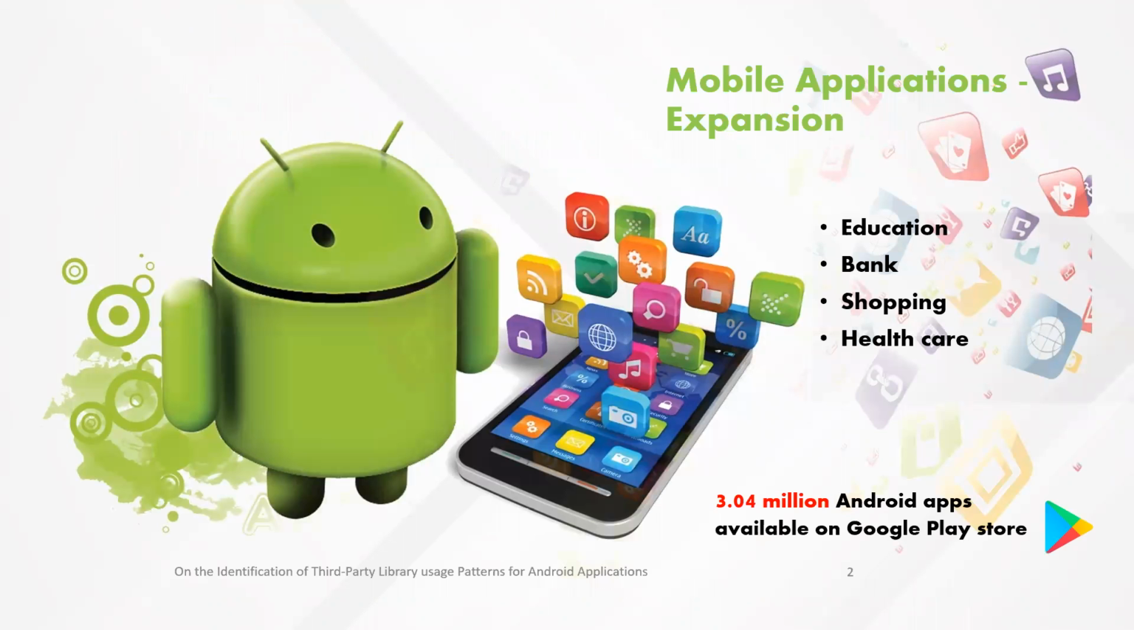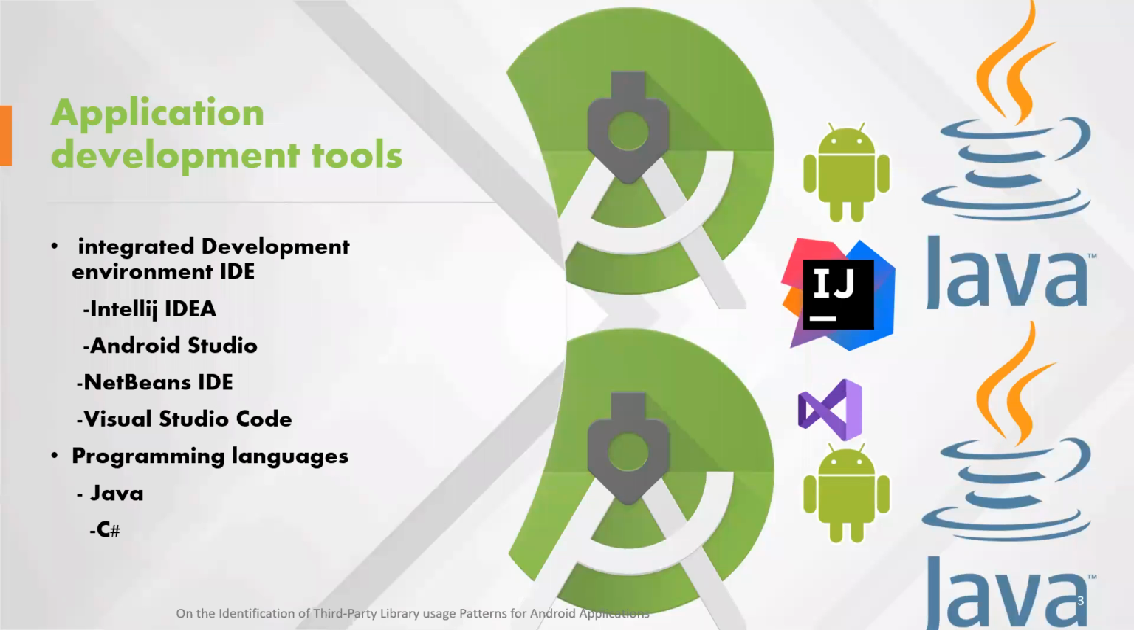Mobile applications are an integral part of our everyday life. We use them everywhere. Android applications have had great expansion. We use Android applications in various domains. On the Google Play Store, the official app store for Android, there are more than 3.04 million Android apps. In order to develop an Android application, developers use development environments like Android Studio, IntelliJ, Eclipse. We need a programming language to develop this application. We can use Java, C Sharp, and so on.